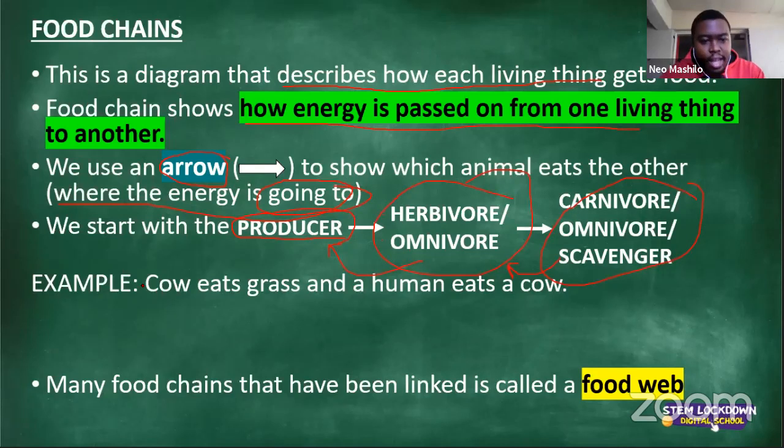We're going to look at this statement. It says, a cow eats grass and a human eats a cow. How would our food chain look for this? So I want you to draw that food chain. In your book, draw a food chain showing a cow eats grass and a human eats a cow.